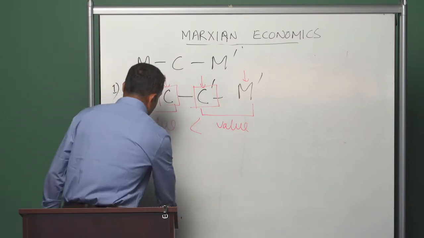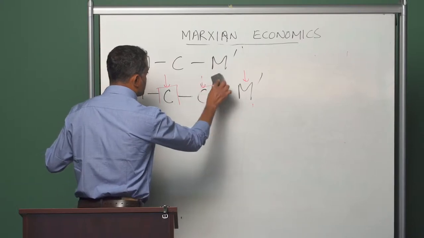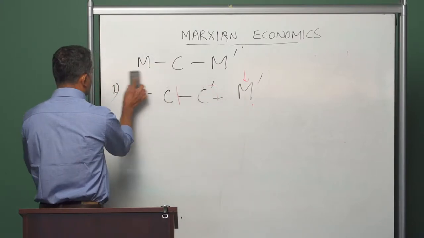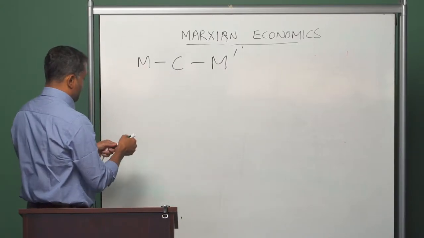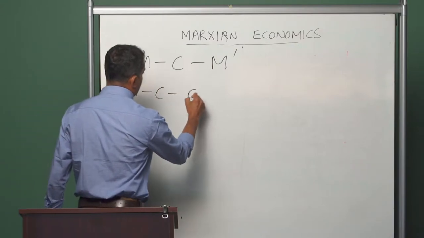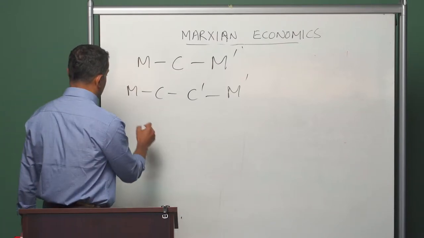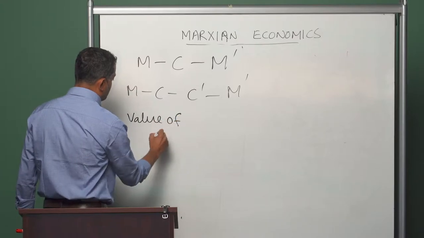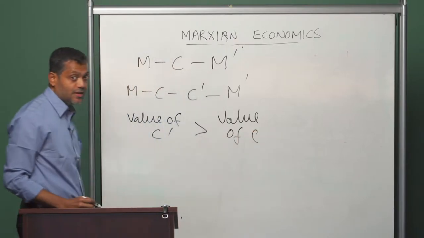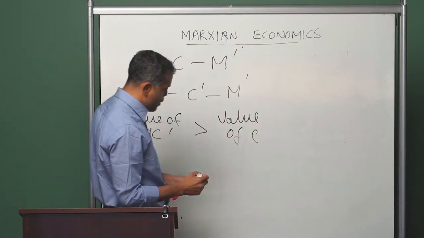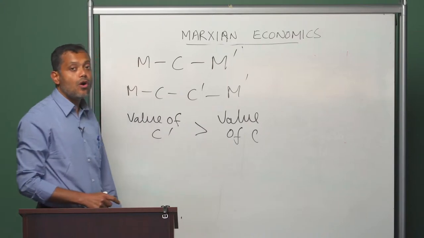Now, let's try to address that question. So, we are trying to explain how, in this representation of the circuit of capital, it is possible for the value of C prime to be bigger than the value of C. Now, to explain that, we need to understand what the value of C is, what the value of C prime is.